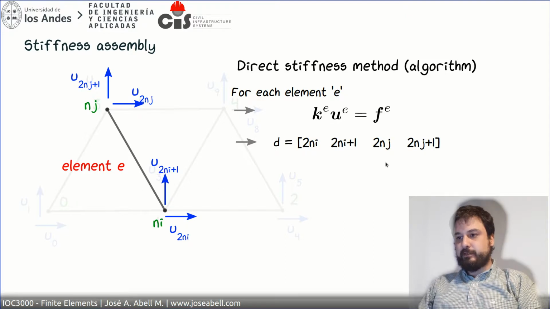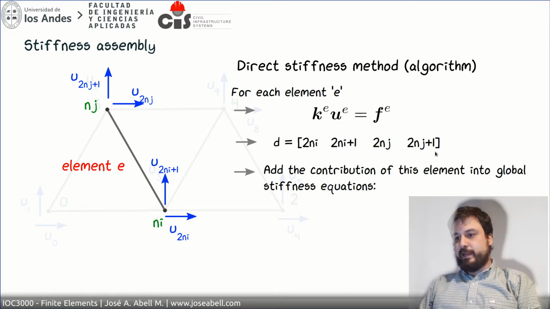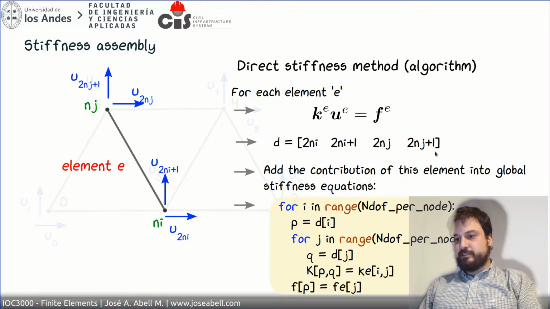And using the map, or the degree of freedom map from local degrees of freedom to global degrees of freedom, we can add the contribution of this element into the global stiffness equations, and that's the pseudo Python code used for that. And you can see that using the DOF map, I can map ij components of the element stiffness matrix directly into PQ components using the global degree of freedom numbering.